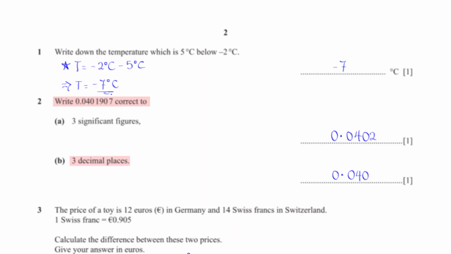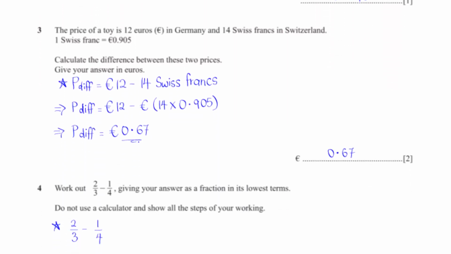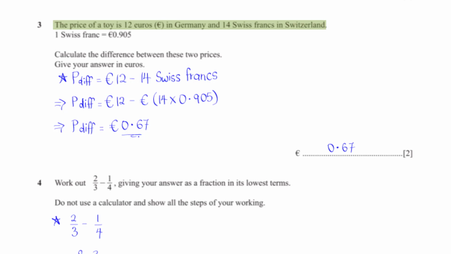Write 0.0401907 correct to three decimal places. The number in the third decimal place is 0, and the number after 0 is less than 5, and so we maintain 0 and ignore the rest of the numbers, and so this leaves us with 0.040.